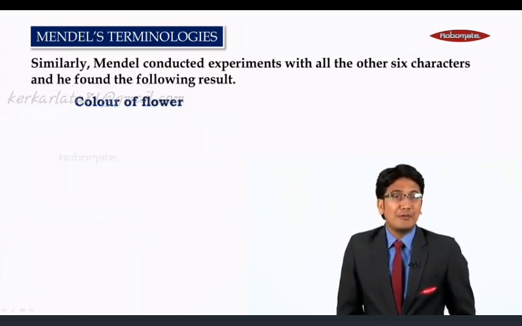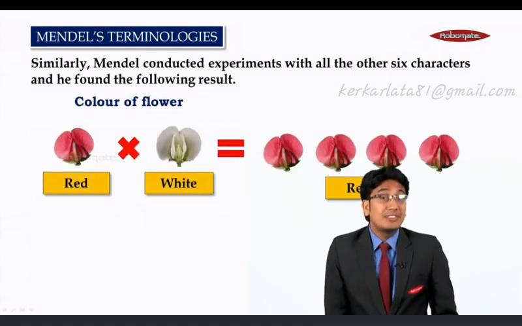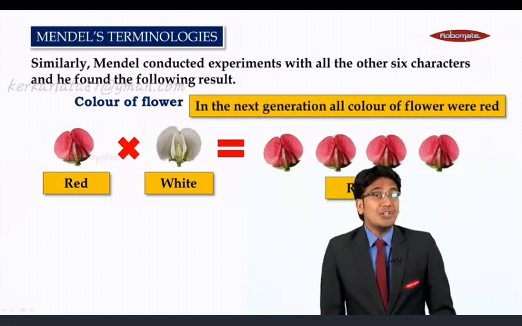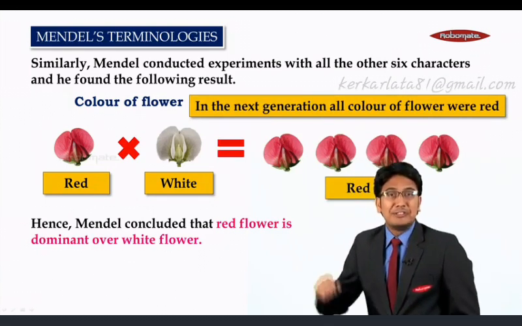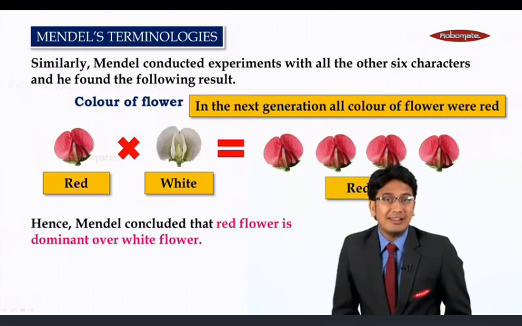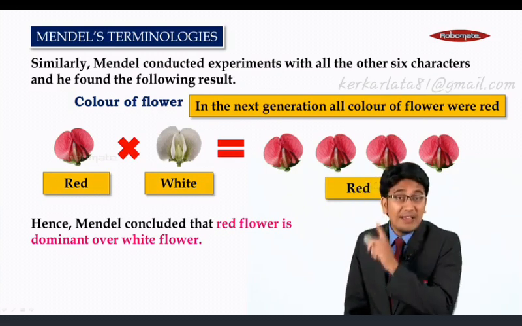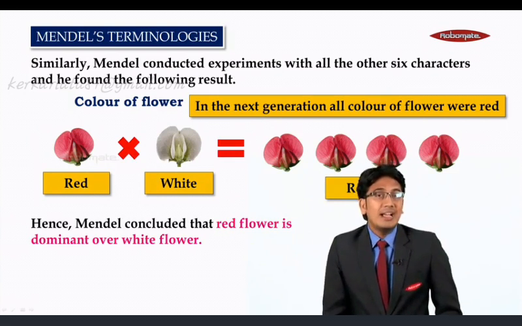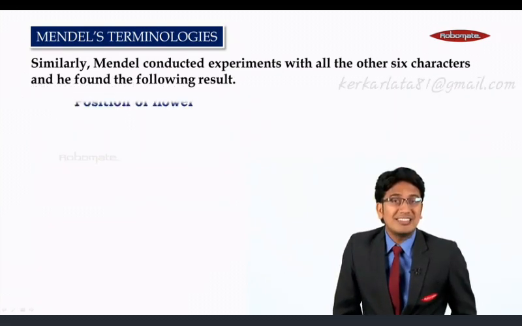And then he took color of flower, the red flower and the white flower. The resultant F1 flowers were red. So in the next generation, all color of the flowers were red. So Mendel concluded that red flower is dominant over the white flower. He said white flower is recessive because there was no white flower in the F1 generation, but he got one white flower in the second experiment where he self-crossed the red flowers.